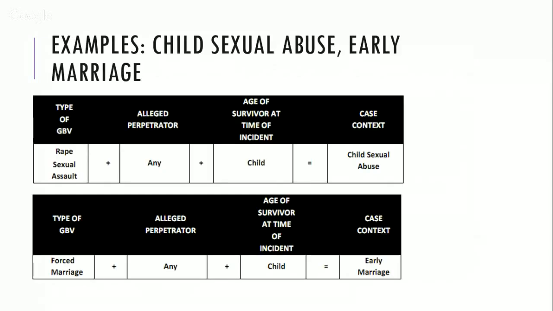Another example, in the database, if you say that the incident is rape or sexual assault and that the survivor was a child at the time of incident, the database will automatically generate that this is child sexual abuse. If your type of violence is forced marriage and the survivor at the time of incident was a child, the database will automatically generate that this is an act of early marriage.